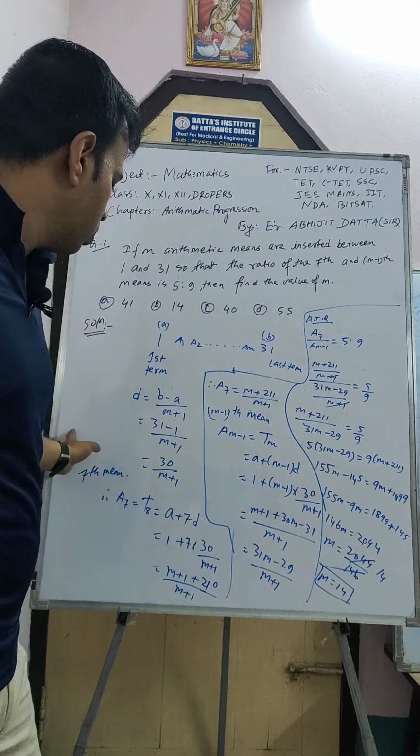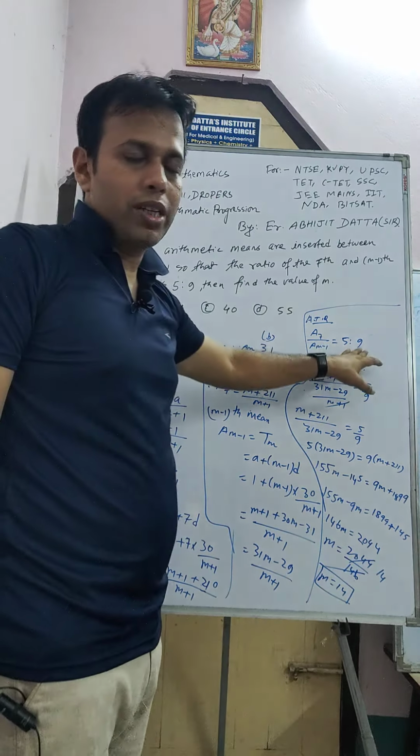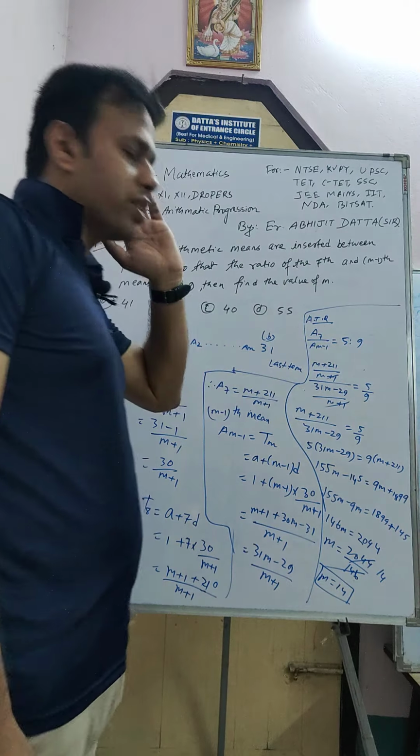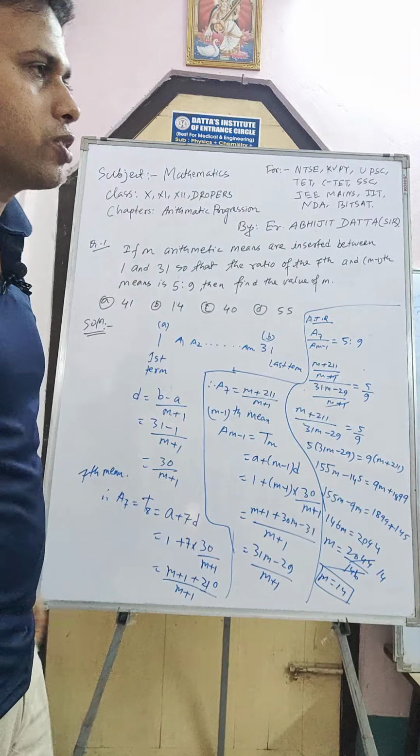Now according to the question, this by this equals 5:9. So I just put the values of a7 and a m minus 1 here, and after simplifying, m becomes 14. So this is the correct answer.